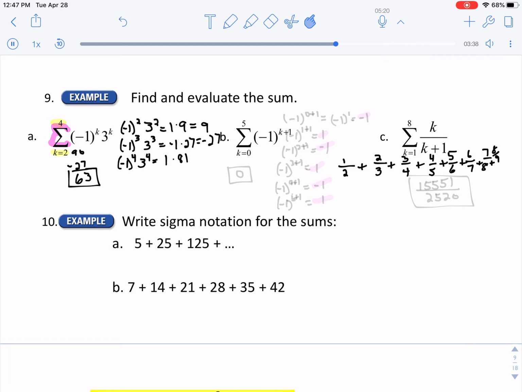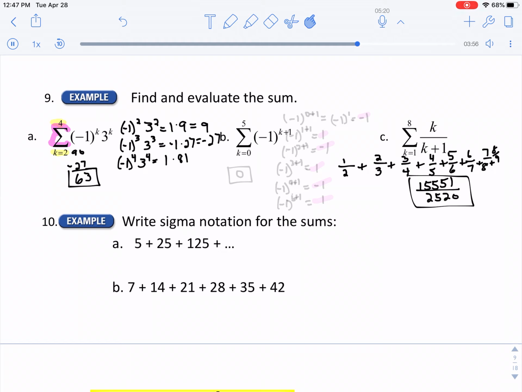Now we have to add those all together. There's no way that you could add those together by hand, because you have to get a common denominator. So you put that in your calculator, and you get 15,551 over the common denominator, which is 2,520, and that would be the answer.